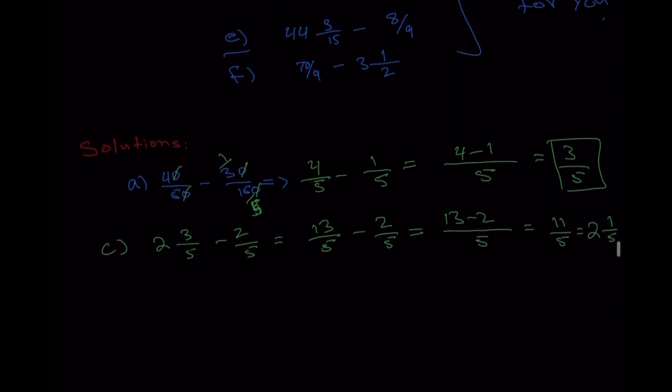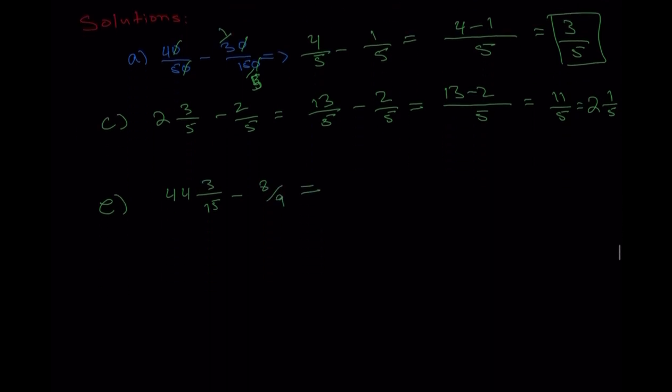Now let's solve number E. E is saying 44, 3 over 15 minus 8 over 9. Let's see how that goes. We will simplify that. 44 times 15 will give me 660, plus this 3 will be 663 over 15, minus 8 over 9.